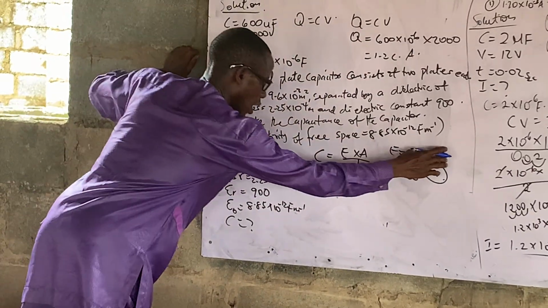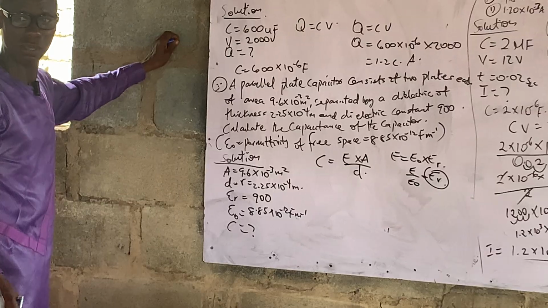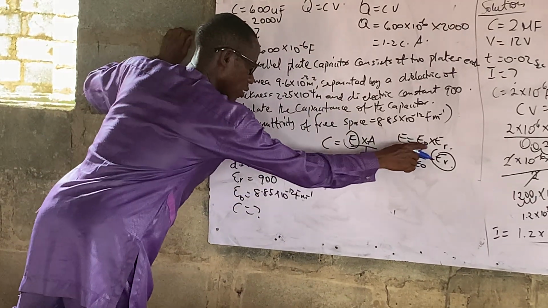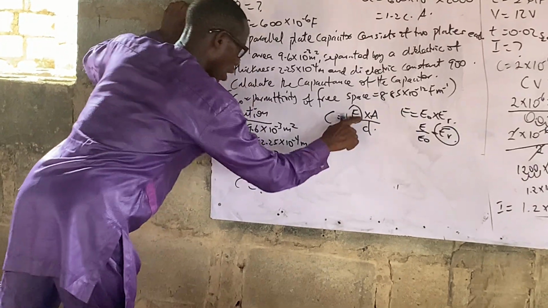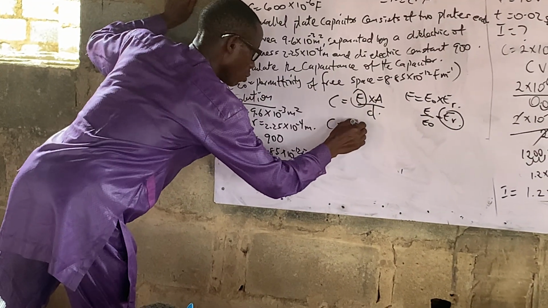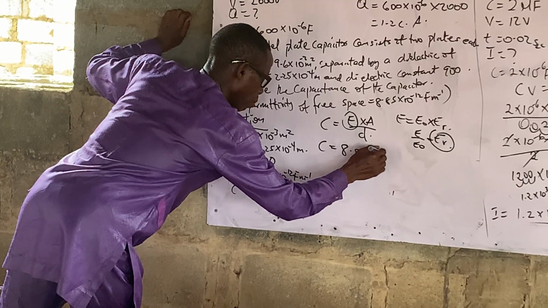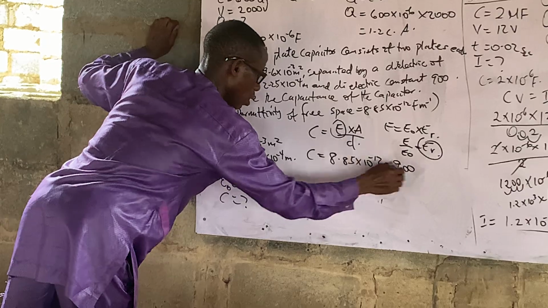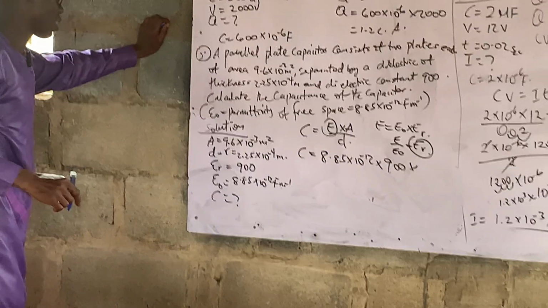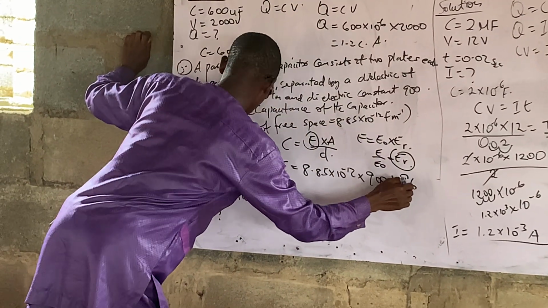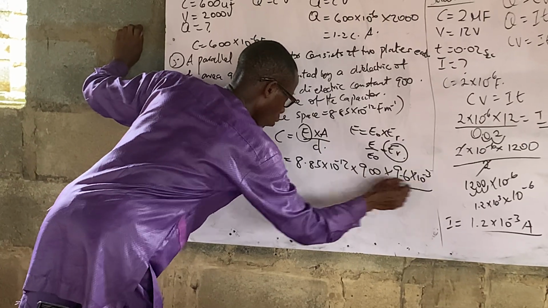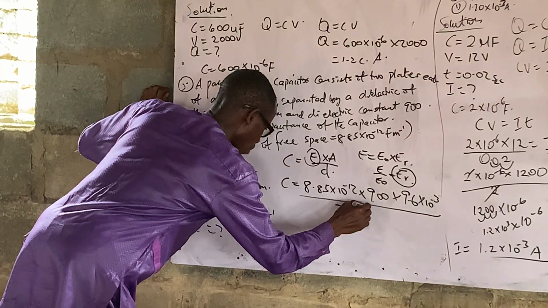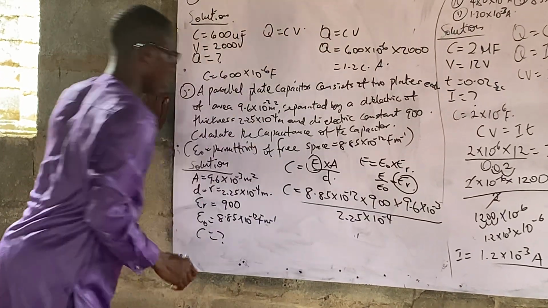So we can now put these two inside here. Are we going now? Very good. So for the capacitance, this E now has become E naught times ER. So for our free space, 8.85 times 10 to the minus 12, multiplied by 900, times our area. What's the area there? 9.6 times 10 to the minus 3, over our thickness, 2.25 times 10 to the minus 4.